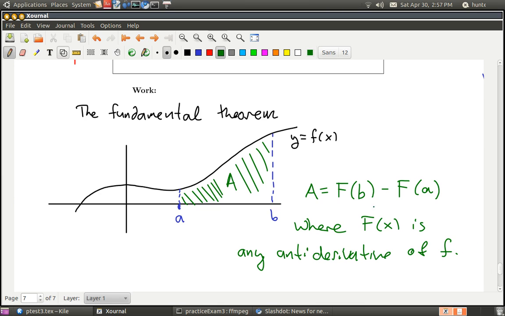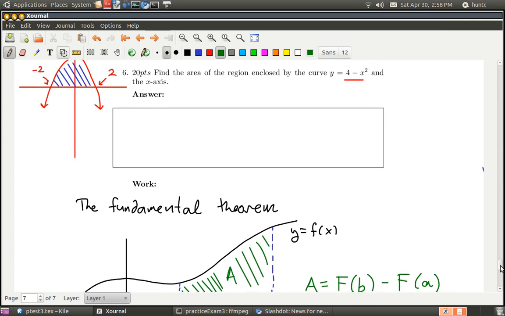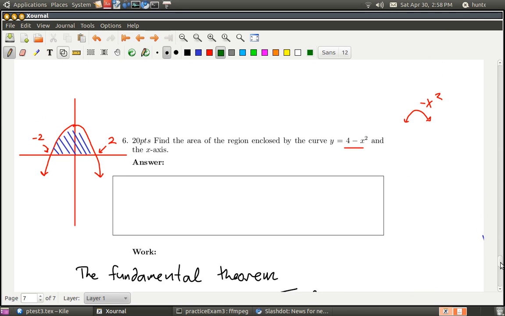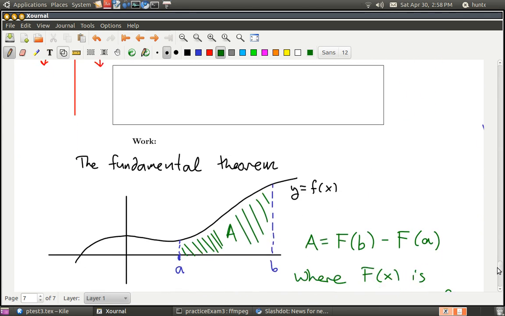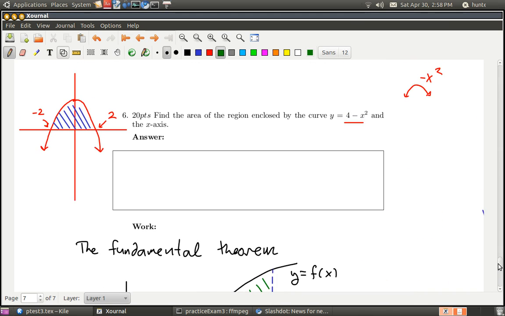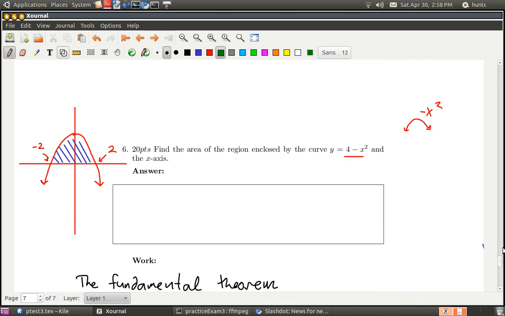Alright, excellent. So, any antiderivative of f, the only difference is the plus c part, right? So what this is saying is no matter what c is, this will be true. Okay, alright. So we can use the fundamental theorem. Look, we're in exactly the same situation with the red picture, right? It's a slightly different picture. So the answer to this question, number 6, is just going to be F of 2 minus F of negative 2.